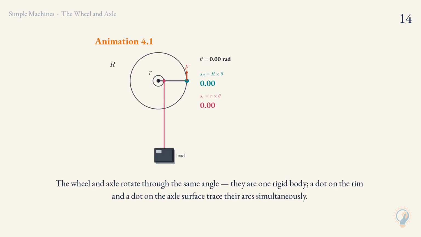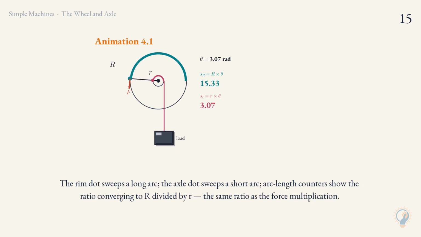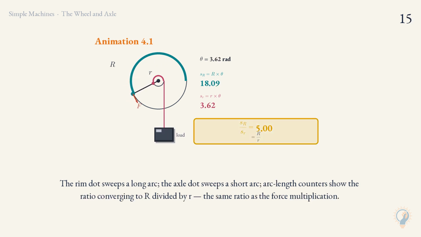arm. Animation 4.1. The wheel and axle rotate through the same angle. They are one rigid body. A dot on the rim and a dot on the axle surface trace their arcs simultaneously. The rim dot sweeps a long arc. The axle dot sweeps a short arc. Arc length counters show the ratio converging to R divided by r, the same ratio as the force multiplication.